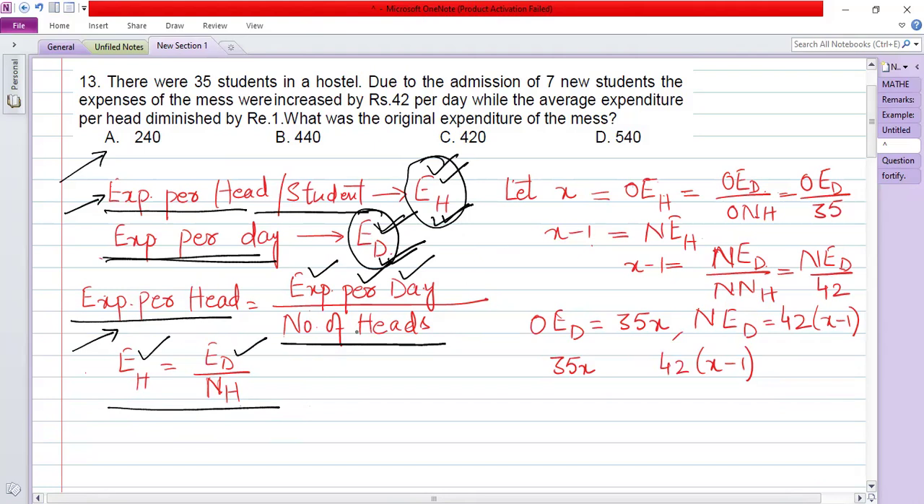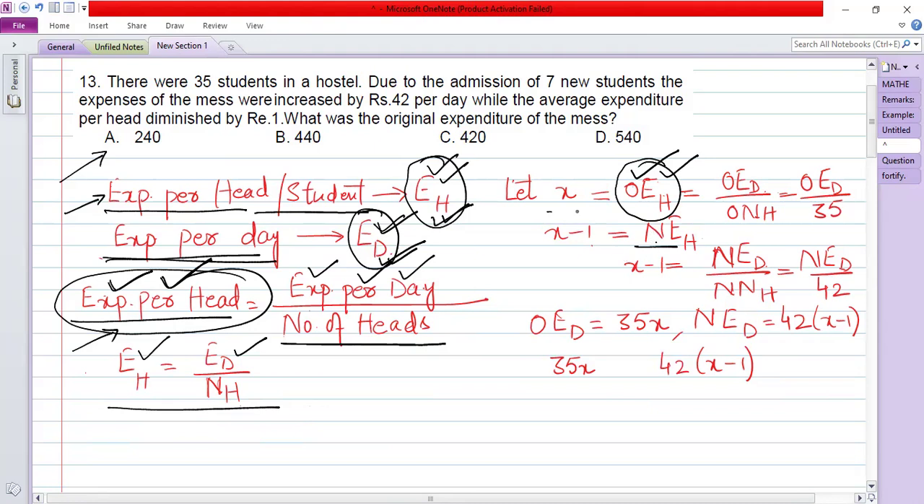Now, in the previous lecture, how did I solve this question? I assumed this expenditure per head as X. I repeat, in the previous lecture, I had assumed this expenditure per head as X. So that's why we will have two values of expenditure per head. One will be the original, O stands for original expenditure per head, and another one will be NEH, the new expenditure per head.